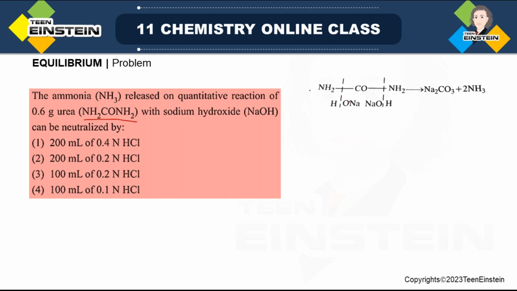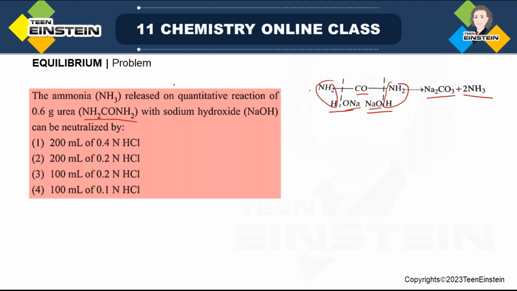One urea molecule is written in this way, and here 2 NaOH is taking part. As if this CO part and ONa together is making Na2CO3, and from this side you are getting one ammonia, and from this side another ammonia. So this is basically 1 mole of urea reacting with 2 moles of NaOH. It is producing 2 moles of ammonia.